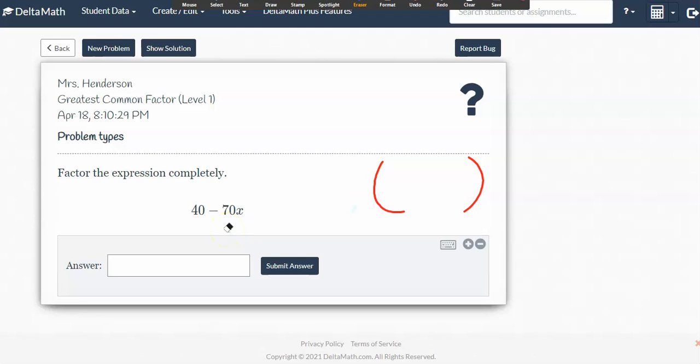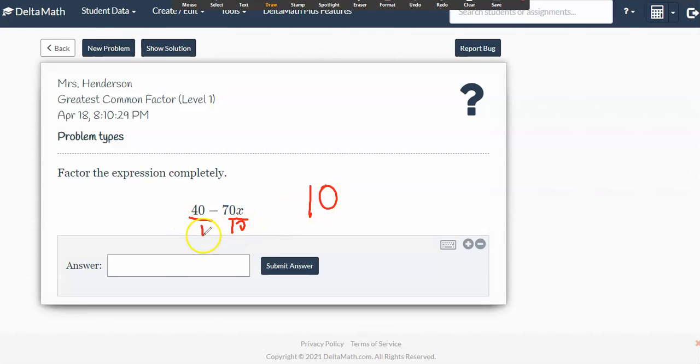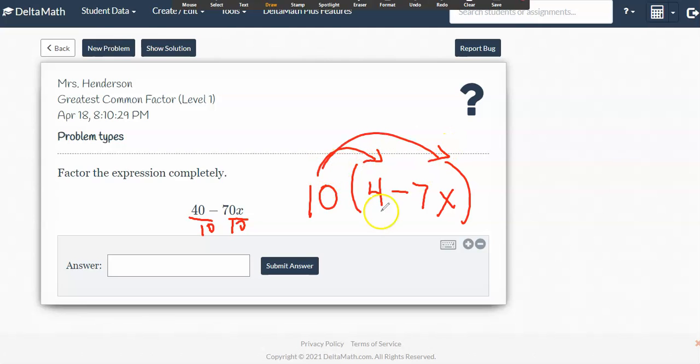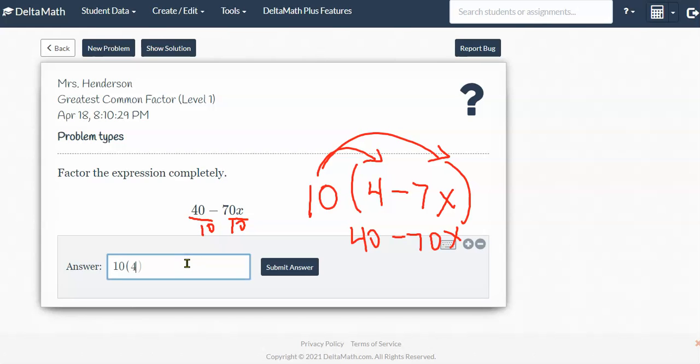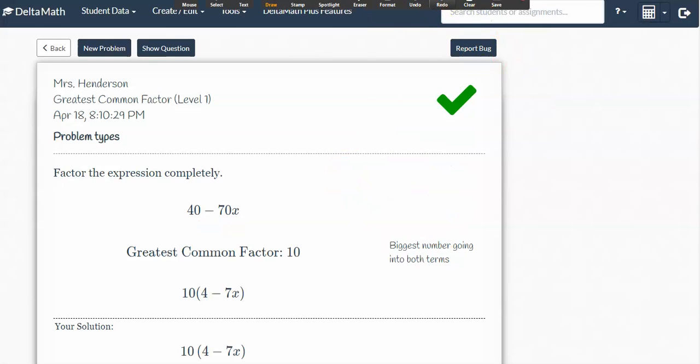So let's see how we do here. I believe 40 and 70 have a common factor of 10. Now they do not have any letters in common. So 10 is something I could divide these both by, and the remainder would be 4 minus 7x. And that's it. That's factoring. It's undistributing, right? So if I distribute this back, I should get the same answer, 40 minus 70x. Yes. So for us here, the answer is going to be 10 parentheses 4 minus 7x. Okay. All right, let's clear this screen out and try another one.